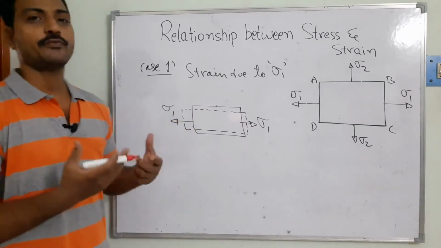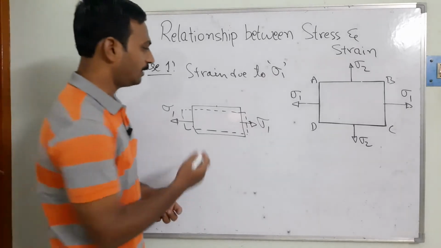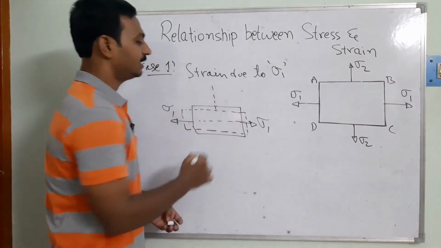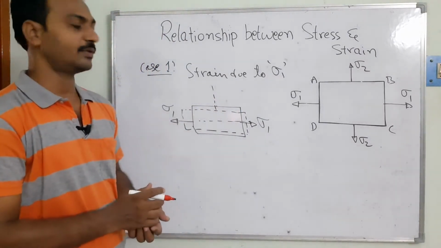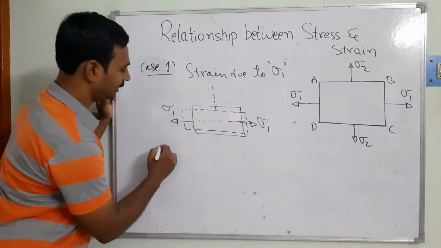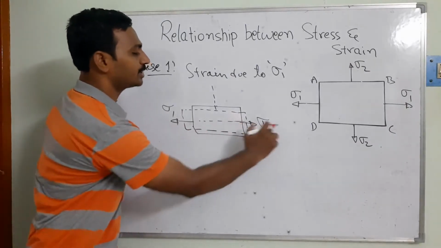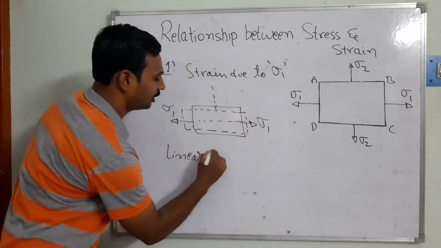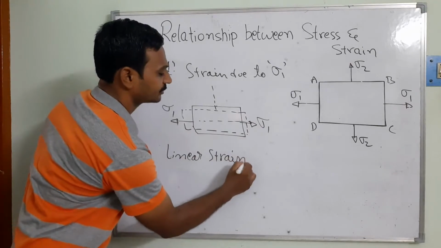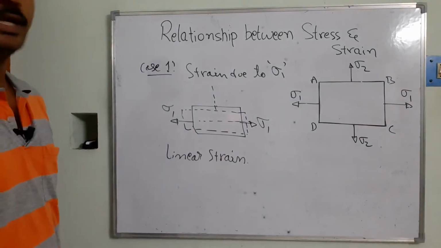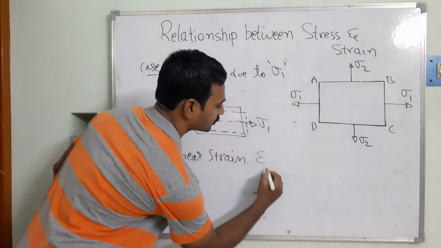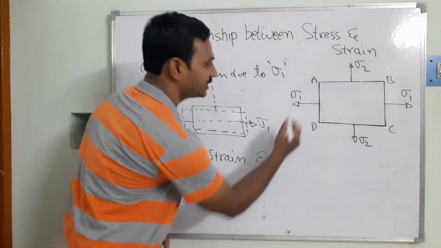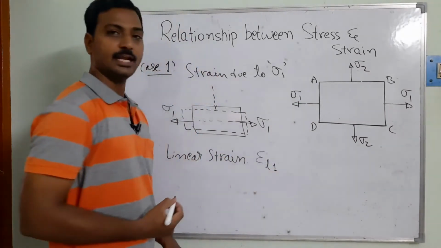So what types of strains develop? The first is the strain along the direction of the member. The second is the strain in the lateral direction, that is, normal to the axis of the member. Here I take the longitudinal strain, along the direction of the member, which is the linear strain. The linear strain I show with epsilon L. L represents the longitudinal or linear strain. In which direction is it? Direction 1, that means the x direction.